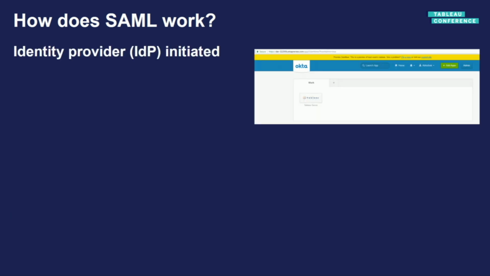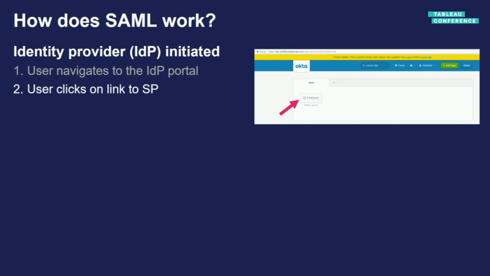The other flavor of SAML is Identity Provider Initiated SAML. And what you see here is an IDP portal. In this case, it is Okta. In IDP initiated SAML, the user is going to navigate to their portal and log into their portal where authorized applications are going to be listed. In this case, you see Tableau Server listed as an authorized application.